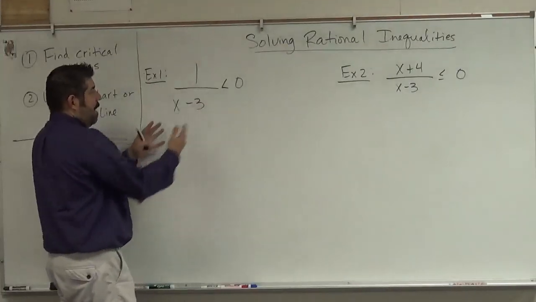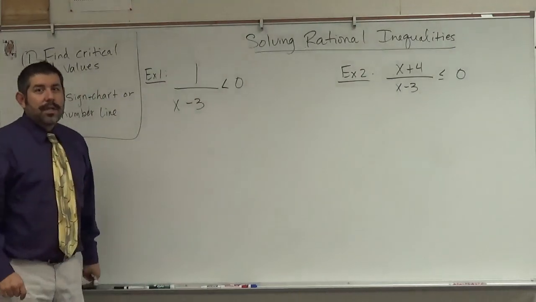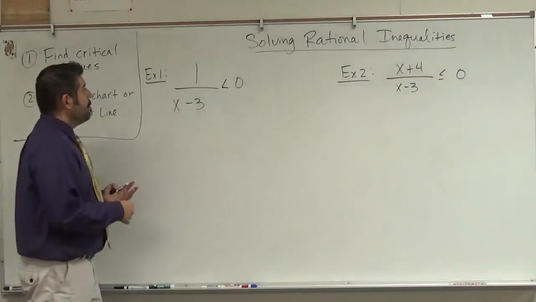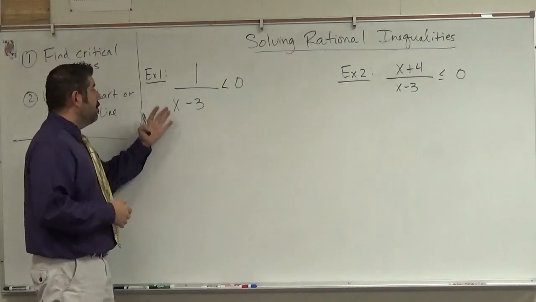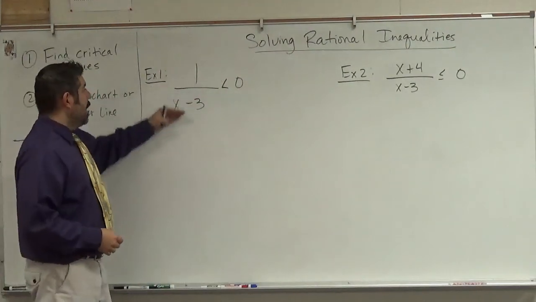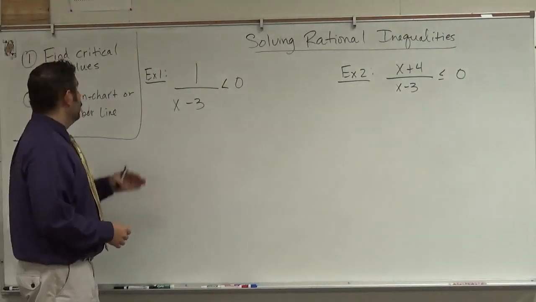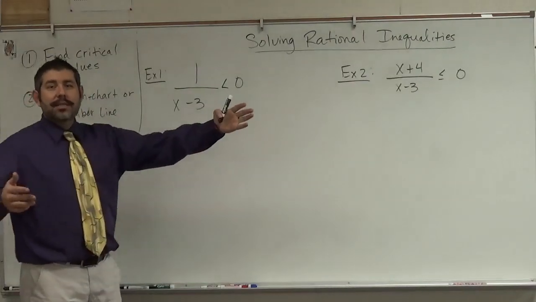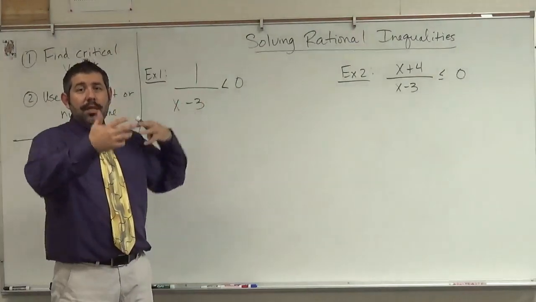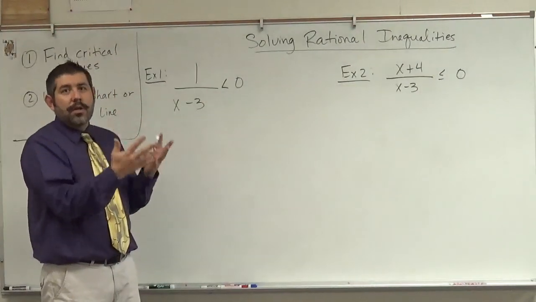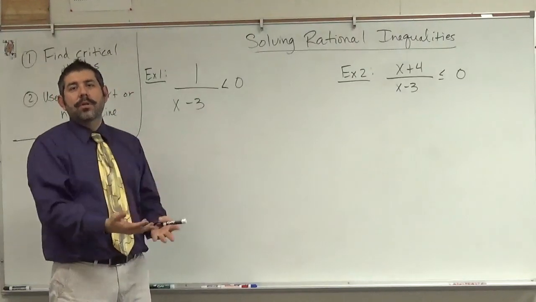So let's take this example. This is the example that I went over in class. We were wondering, how do we solve this inequality? This is a rational inequality. The first thing we want to do is make sure that the inequality is less than, greater than, or equal to 0. We have 0 on one side.